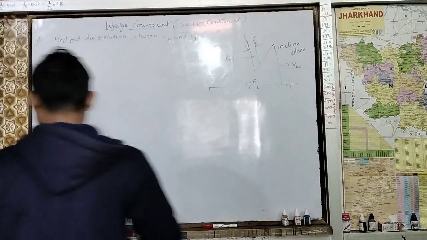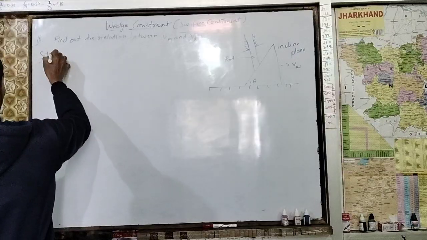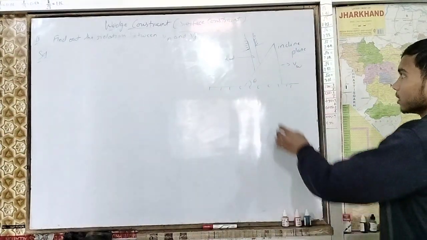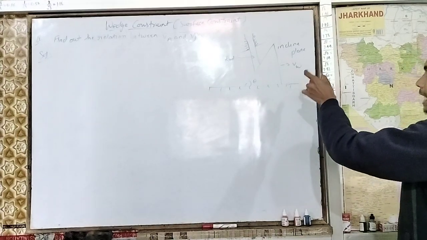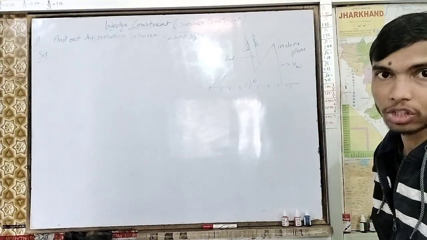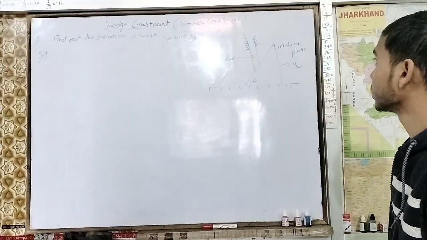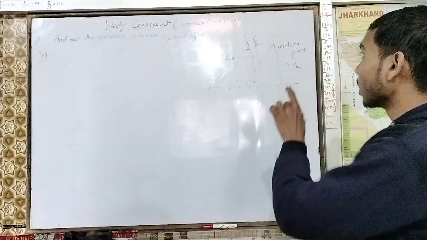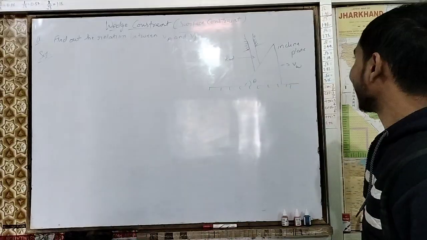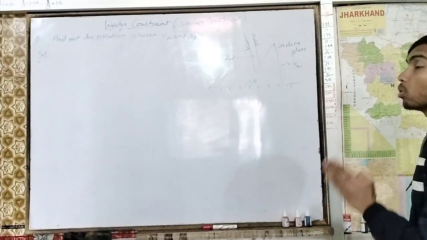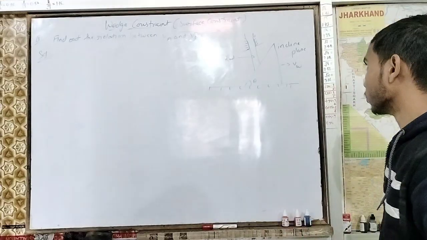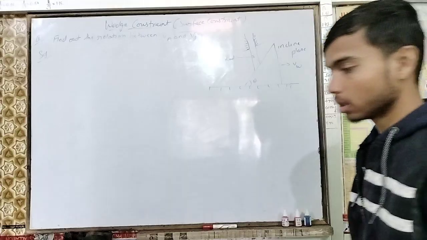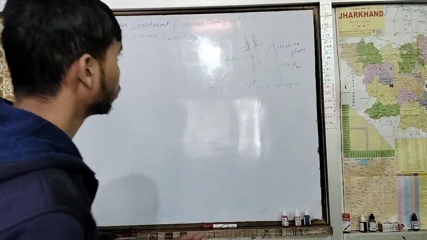So first of all, try to visualize this. If the inclined plane is fixed with earth, then only the rod will move. Am I correct? Yeah, only the rod will move. If the wedge is not fixed with earth, then both will move, the rod as well as the wedge. These two things can happen.